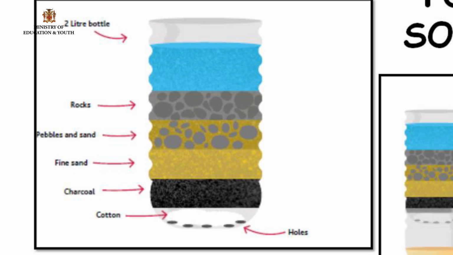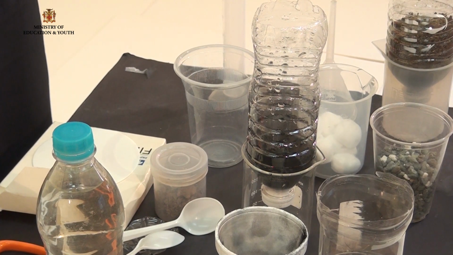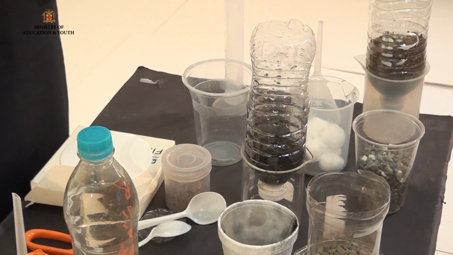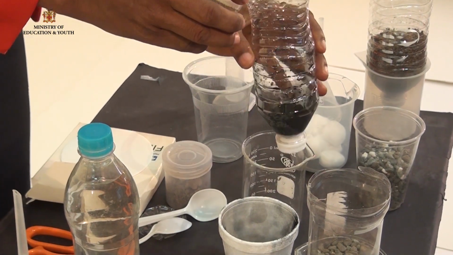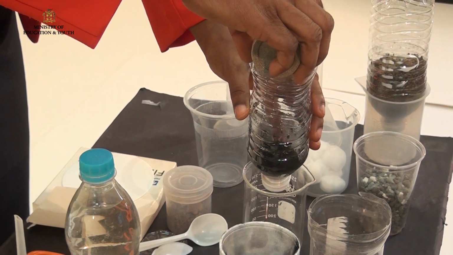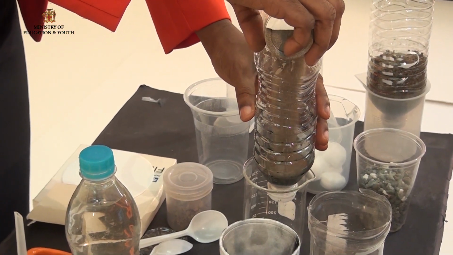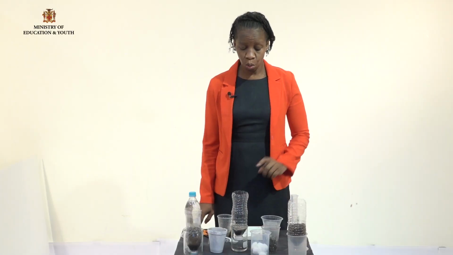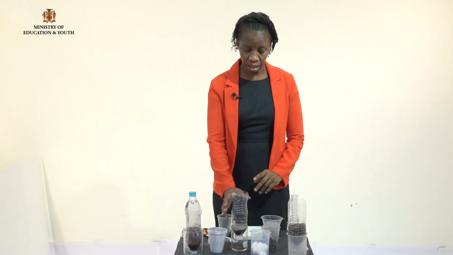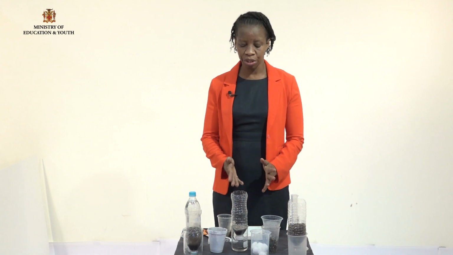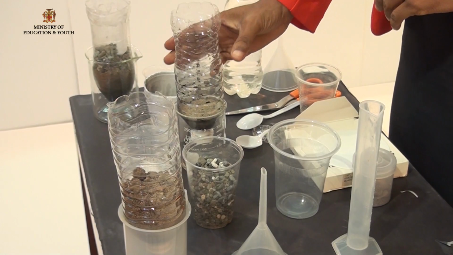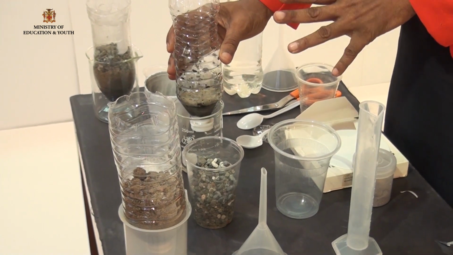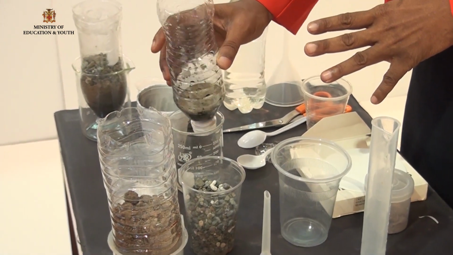Well, we'd need to add some sand. So we're adding our fine sand. Again, we're increasing in particle size, adding our fine sand. So we would have added our fine sand. What do you think we should add next? So this is our fine sand, and we have poured it on top of our activated charcoal.